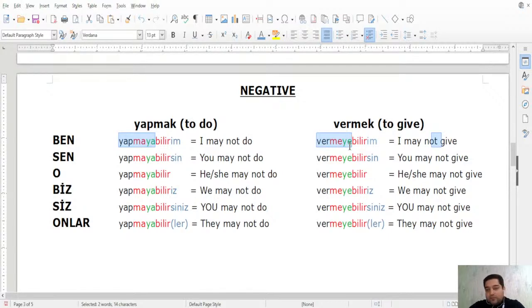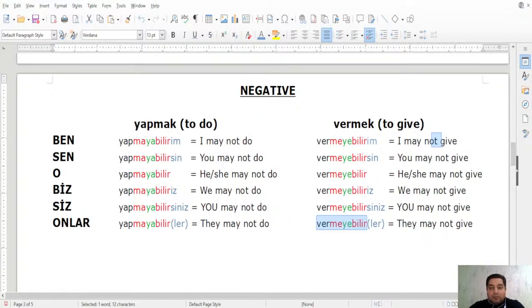Okay, when you make it negative, and then you have bilir, stable fixed part, and then the personal ending. So vermeyebilirim, I may not give. Vermeyebilirsin, you may not give. Right? Sorry, let me just unhighlight it. I don't know why it's not unhighlighted anyway. So vermeyebilir, he, she may not give. Vermeyebiliriz, we may not give. Vermeyebilirsiniz, you may not give. And vermeyebilirler, they may not give.